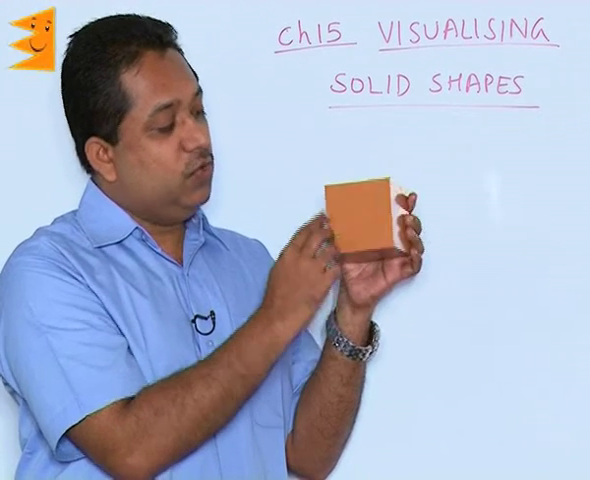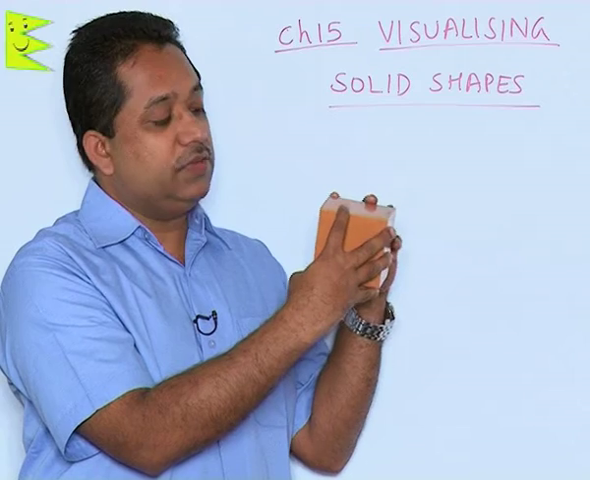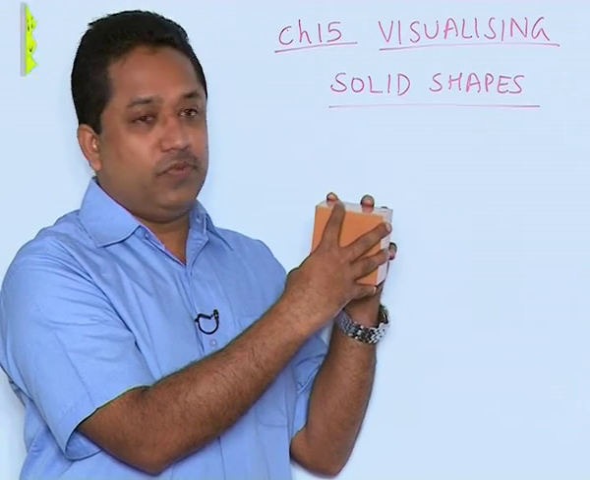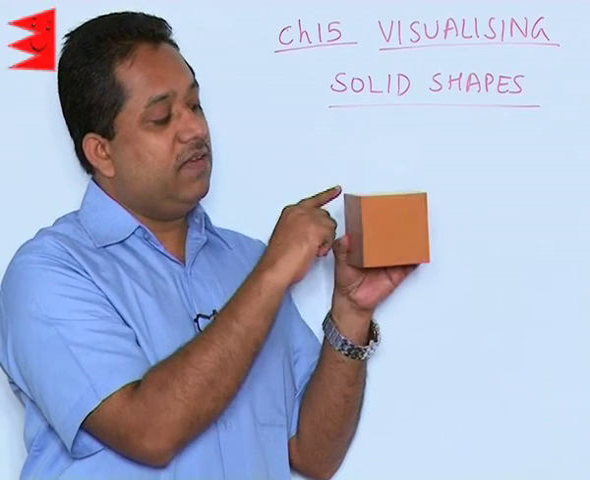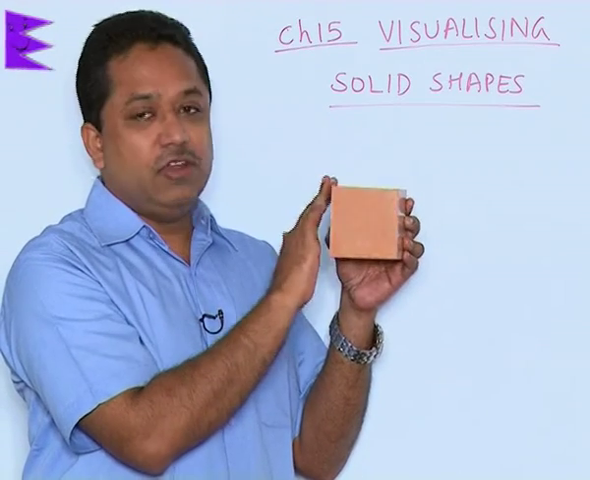So, we have 1, 2, 3, 4 edges here and similarly we are going to have 4 edges behind, so 4 plus 4 makes it 8, plus we have 9, 10, 11, 12 on the sides. So, we have 12 edges.